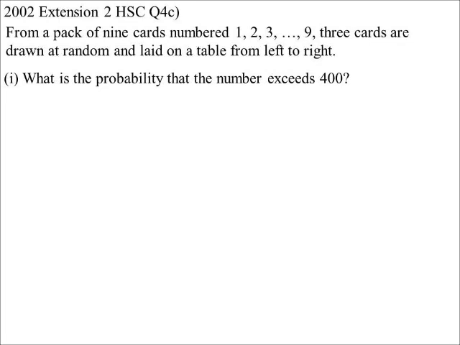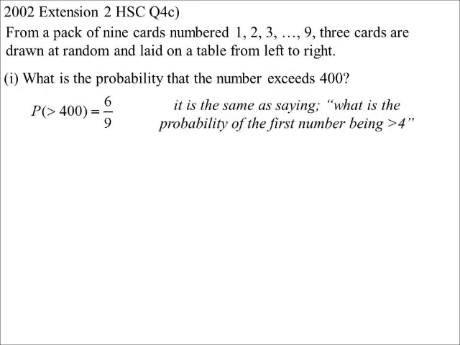I mean, you've got numbers 1 to 9, probability exceeds 400. Well, probability exceeds 400 will be 6 out of 9. Because really, it's all to do with that first digit. And what's the probability that the first digit is more than 4? Well, 6 of those digits would be more than 4 out of the 9. So we're at 2 in 3 chance. So that probably was the gift mark for that question.